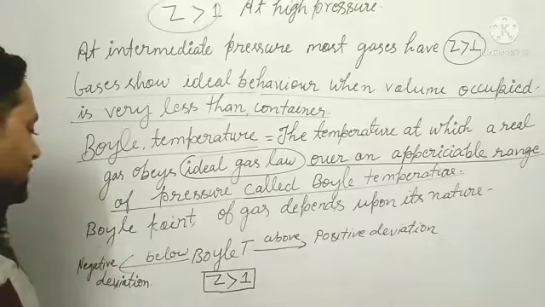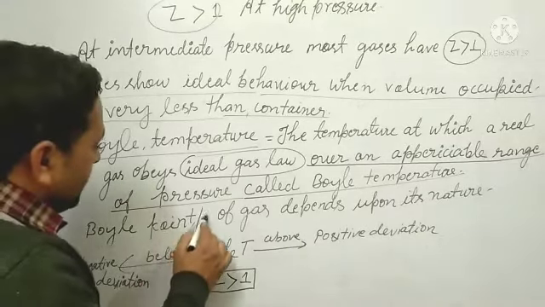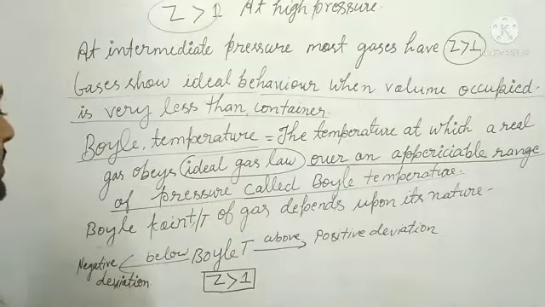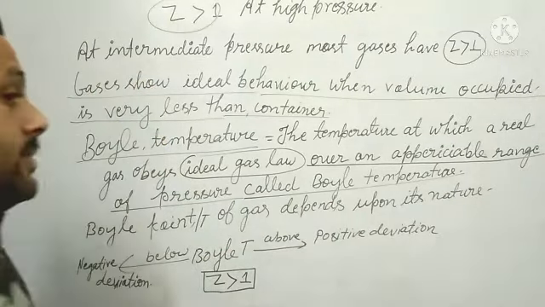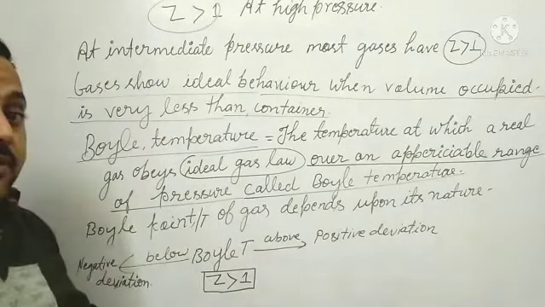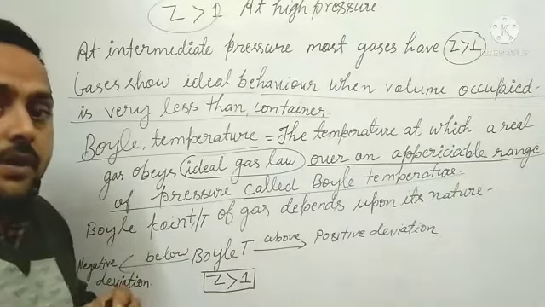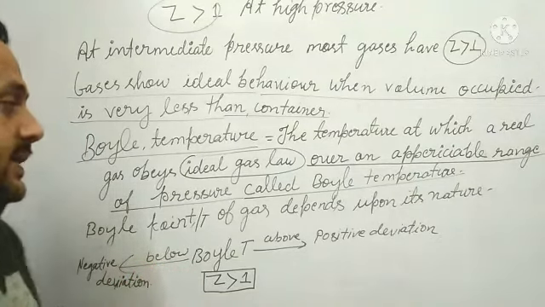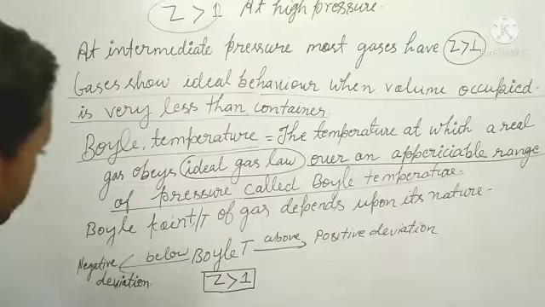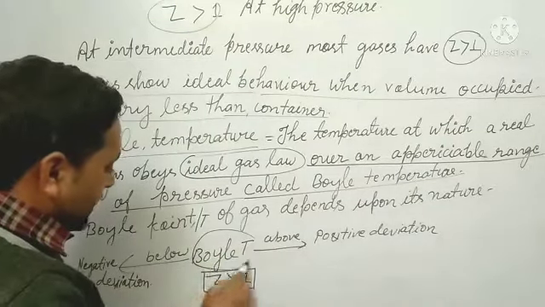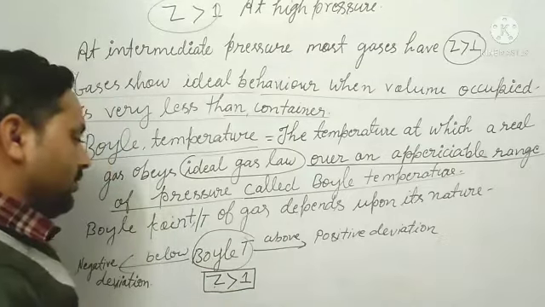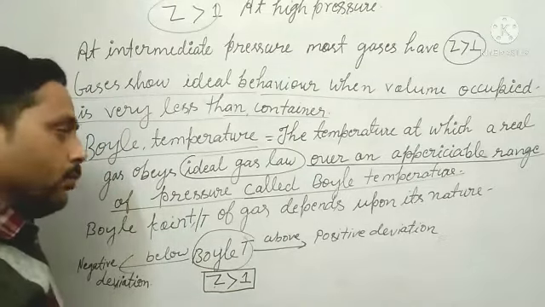Boyle point or Boyle temperature of a gas depends upon its nature. It means it is different for each gas. Other points: above the Boyle temperature, Z is more than 1.